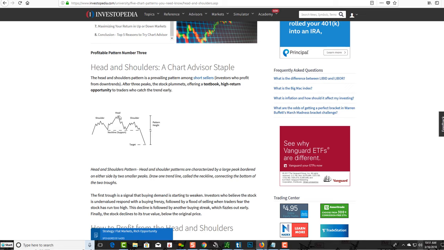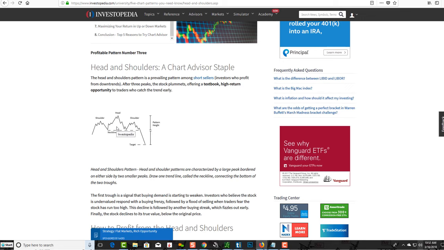So as you can see, this is pretty much a textbook, perfect looking head and shoulders. You have a head up here, left shoulder, right shoulder. So picture with the head and shoulders your body, right? Or any person's body. Picture you have a head, you have a left shoulder, and you have a right shoulder.